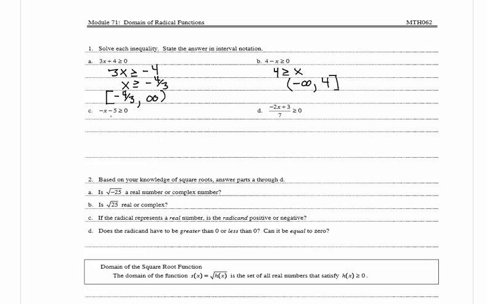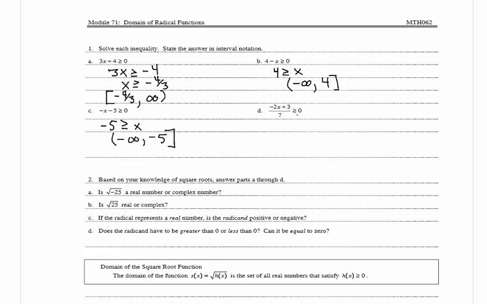In C, we have negative x minus 5 is greater than or equal to 0. So we're going to add x to both sides, and we get negative 5 is greater than or equal to x, which means that x is going to be less than or equal to negative 5. So we have negative infinity to negative 5. And in D, we have negative 2x plus 3 divided by 7 is greater than or equal to 0.